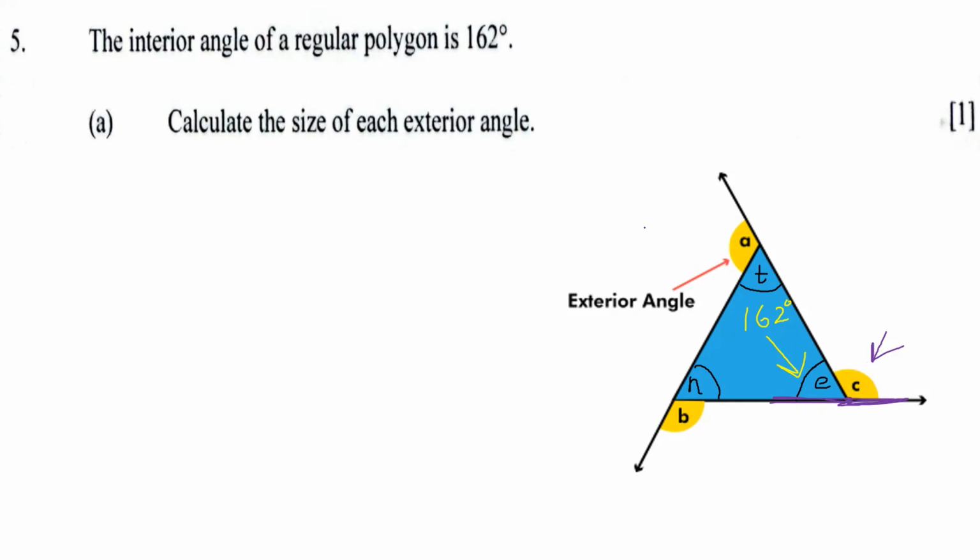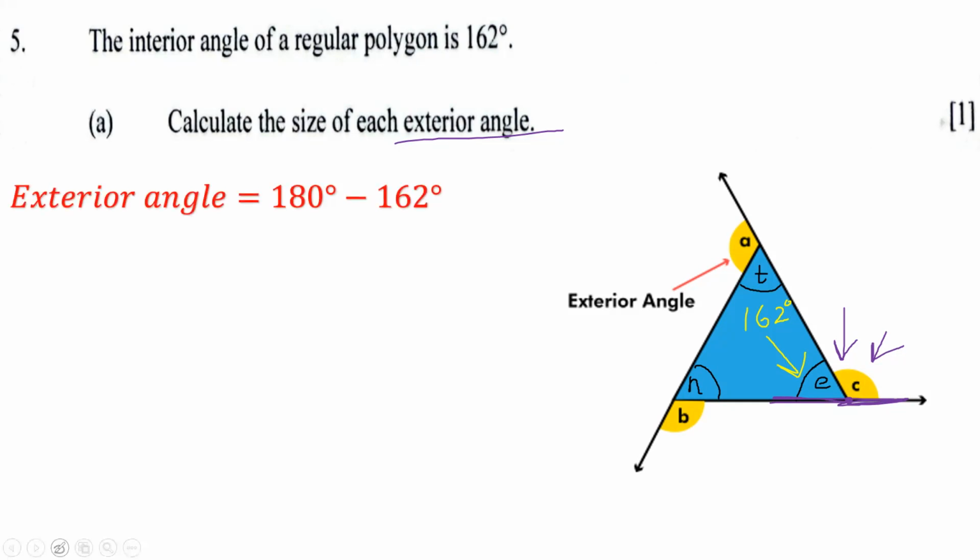So if we're trying to find the exterior angle, the one on the outside, given the interior angle, we have to subtract the interior angle from 180 because angles on a straight line add up to 180 degrees. And so the exterior angle equals 180 degrees minus 162 degrees, and that gives us 18 degrees. And so in general, if we're trying to find the exterior angle and we have the interior angle, all we have to do is subtract: 180 minus the interior angle, which is 162.